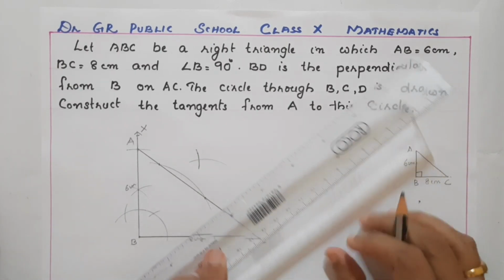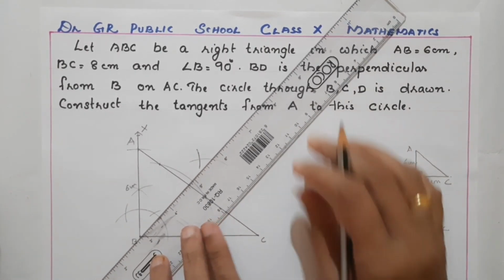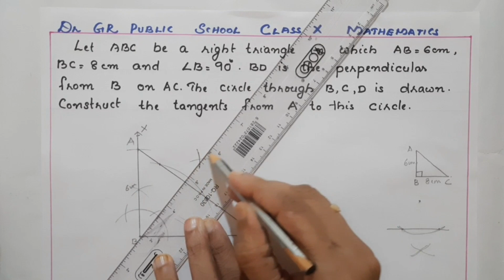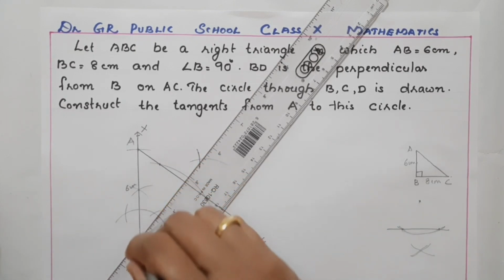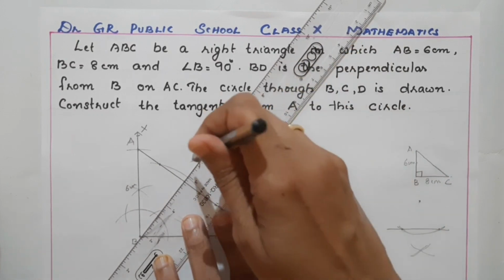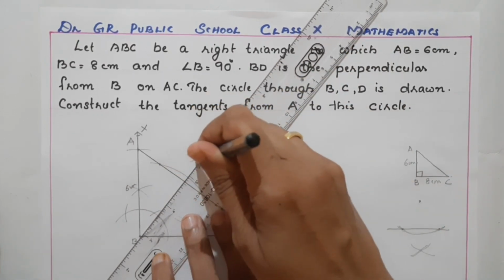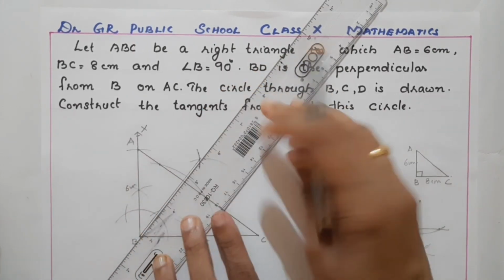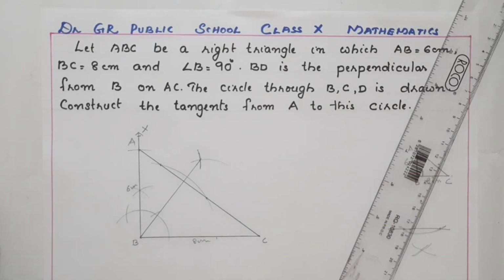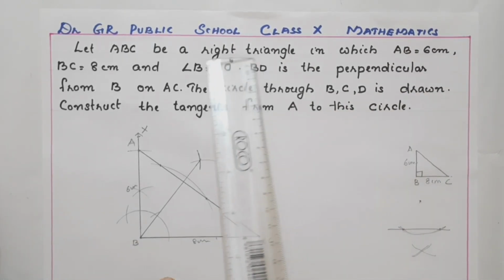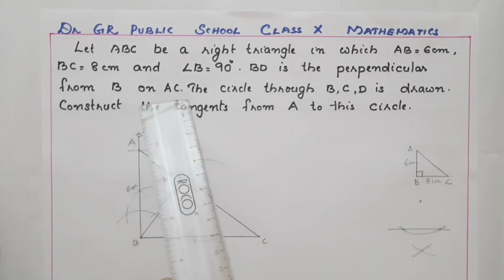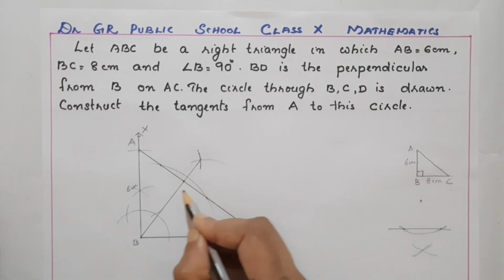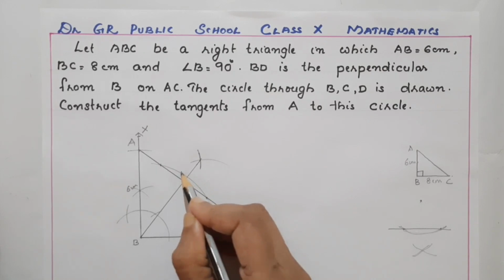Okay, now let's join these 2 points, B and this point. Did you see this point and this B? Okay, now it is given BD is the perpendicular from B on AC. So, D is this point. We can name it as D.